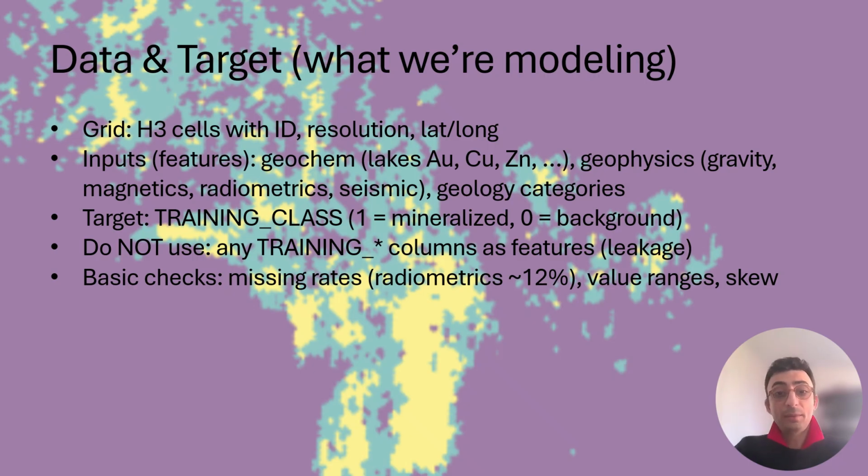We model per-cell probability of mineralization. So our features are geochemistry, geophysics, and geology: radiometrics, gravity, magnetic, seismics, lake geochemistry, basic geology categories. Our target is a binary label that marks known mineralization cells versus background. So the label here is a training class, and we exclude all other training fields.